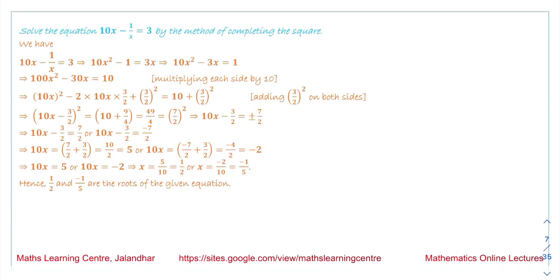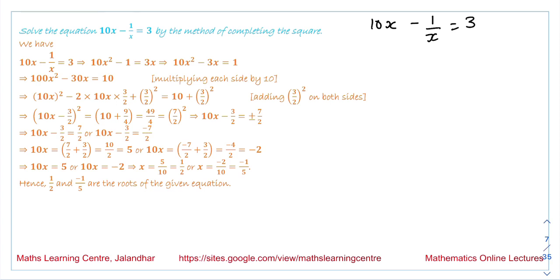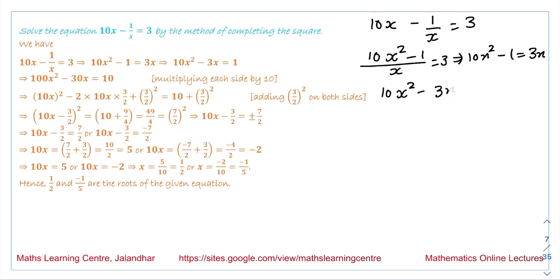Now the next question we have is: solve 10x minus 1 by x is equal to 3 by the method of completing the square. So this equation becomes 10x square minus 1 over x is equal to 3. It means 10x square minus 1 is equal to 3x. So we can write this equation as 10x square minus 3x is equal to 1. It means x square minus 3 by 10x is equal to 1 by 10.